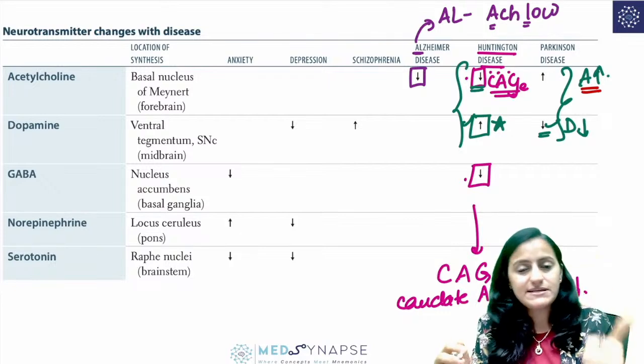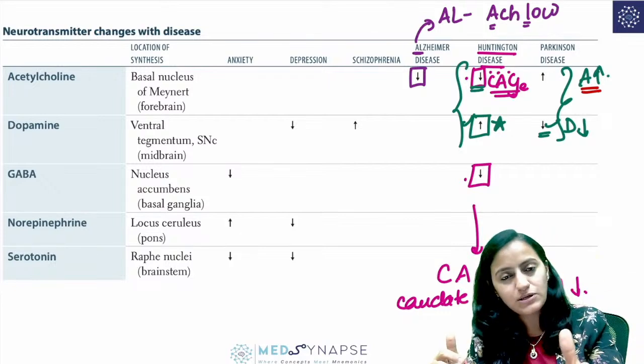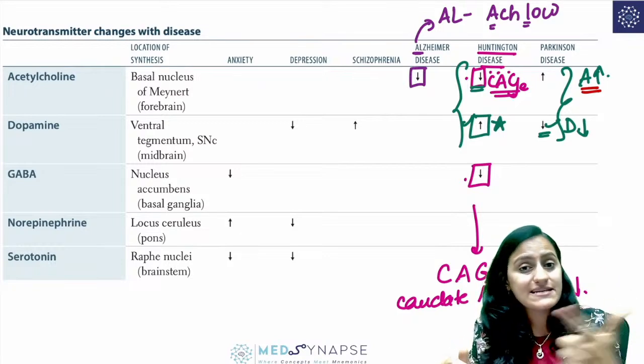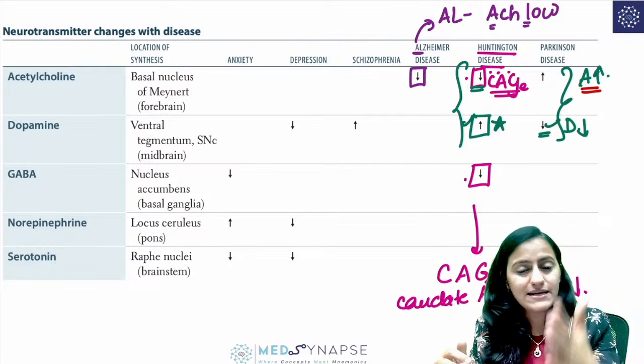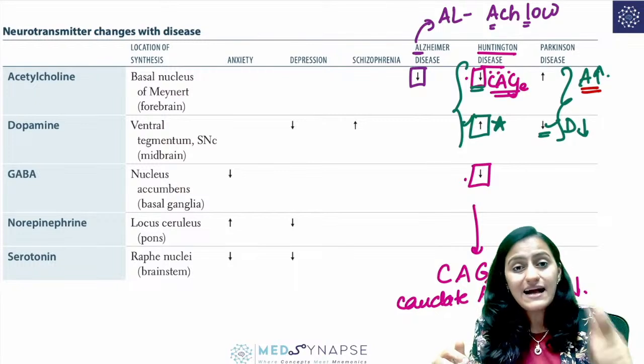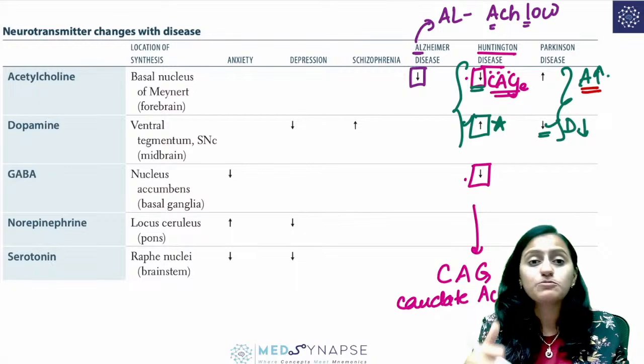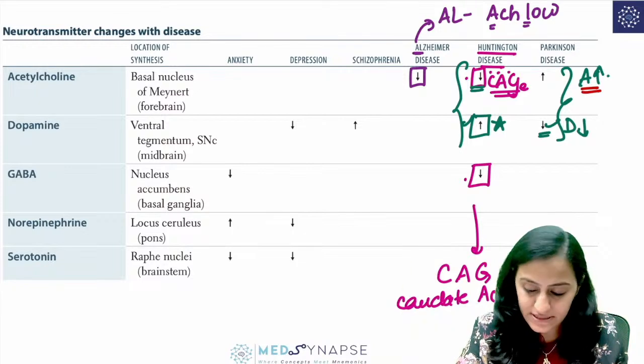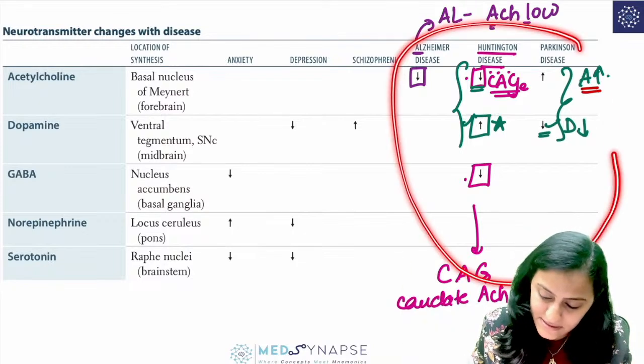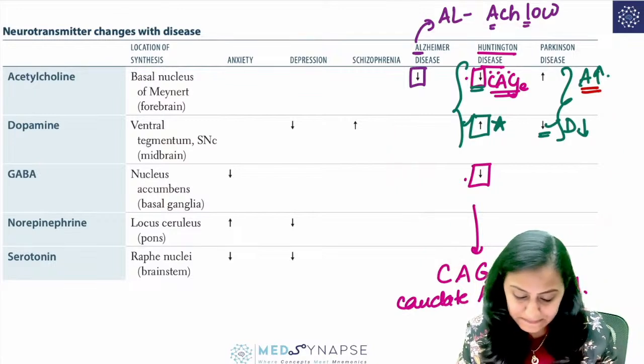Basically we have learned Alzheimer's is acetylcholine low. In CAG, Huntington's, it is caudate, acetylcholine and GABA which are low. Acetylcholine is low, so dopamine increases. Opposite in Parkinson's, dopamine is low, so acetylcholine increases. So we are done with this part.